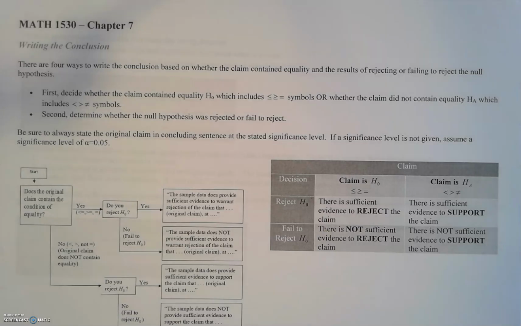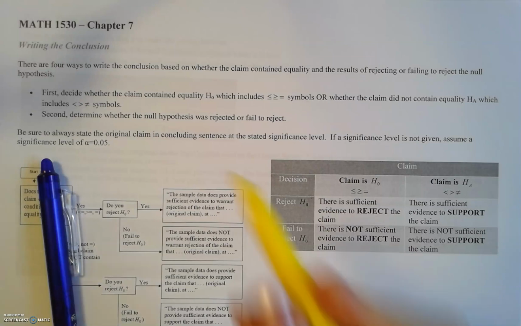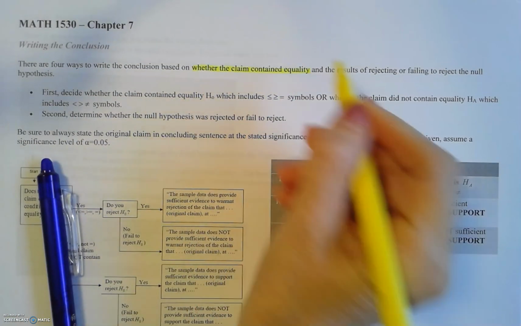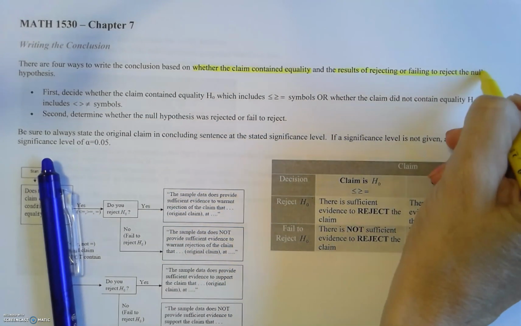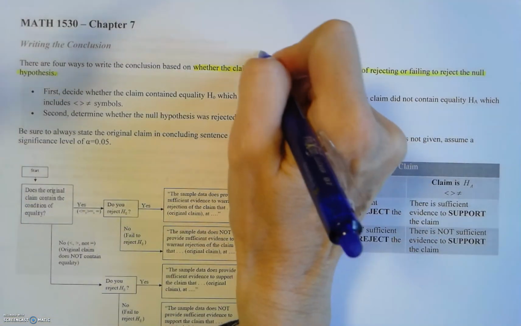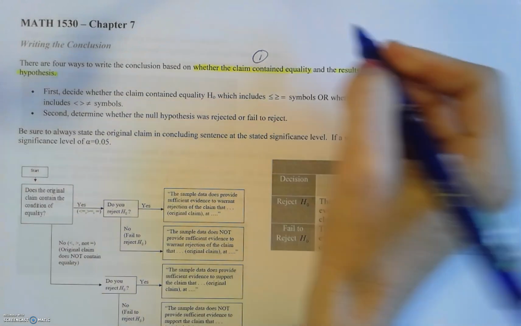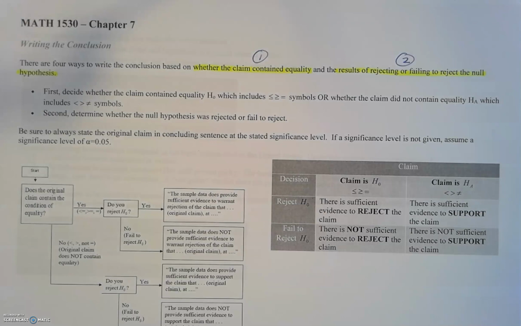There are several ways of writing the conclusion of a hypothesis test. There are 4 ways to write the conclusion based on whether the claim contained equality and whether the results were rejecting or failing to reject. So it depends on 2 things. First of all, whether the claim contained equality, and the second is whether the result is rejecting or failing to reject the null hypothesis. So you have to look at both those things.